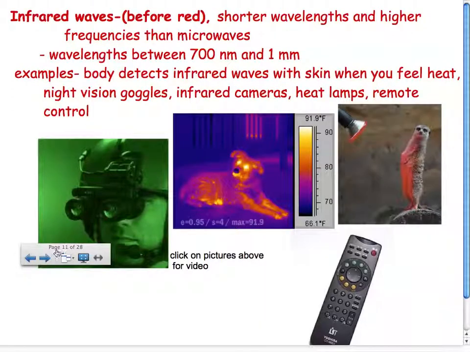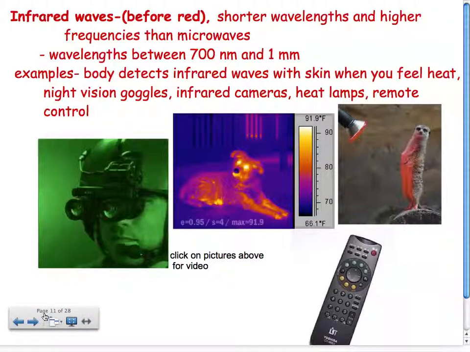The third one is infrared. Infra means before, so it's before red. And here, this would be anything that your body uses to detect infrared radiation, which would be like an infrared camera. Also, night vision goggles would fit here. Heat lamps, remote controls, all have that. So just a couple quick clips here.